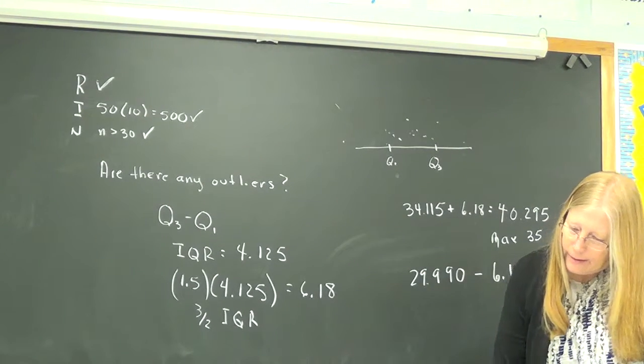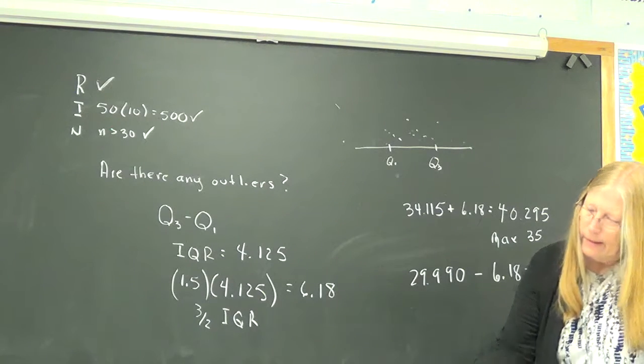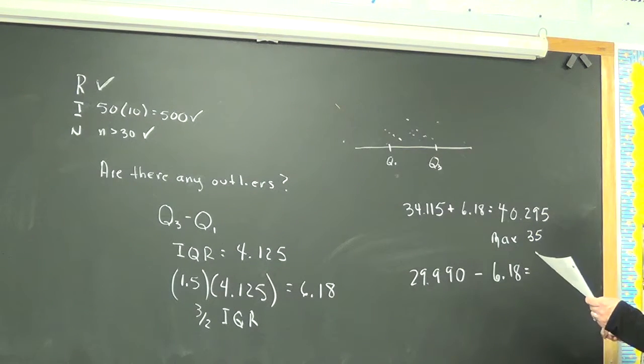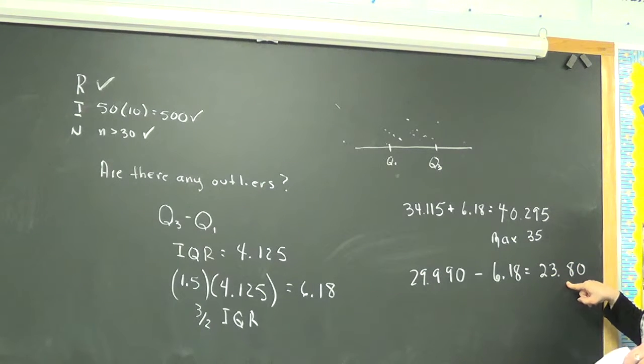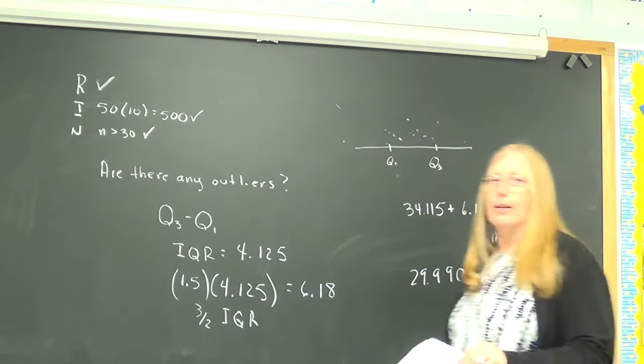The minimum is 26.491, and this number is 23.8, so the minimum doesn't go below it. This is the number for outliers. The minimum is higher, so it doesn't go below. Yeah, that's right. The minimum doesn't go below.